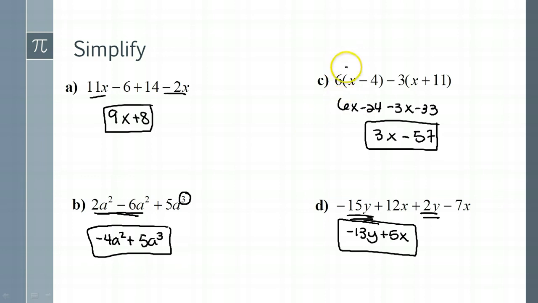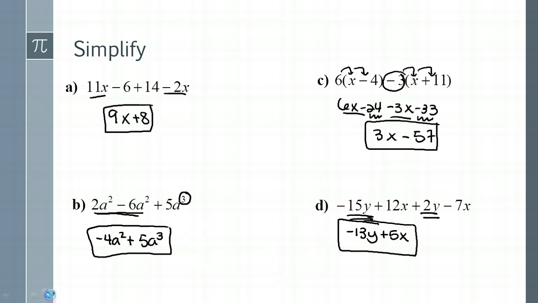For C, we should have distributed the 6 first, ending up with 6x minus 24. Then when we distributed the negative 3, we get negative 3x and minus 33. Combining the 6 and negative 3 give me negative 3x. Combining negative 24 and negative 33 gives me negative 57. And lastly for D, we take our negative 15y, we take our 2y, that gives us a negative 13y when we add them together. 12x minus 7x is going to give us a 5x.